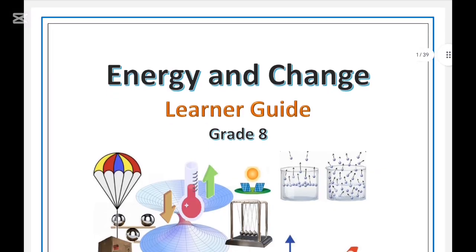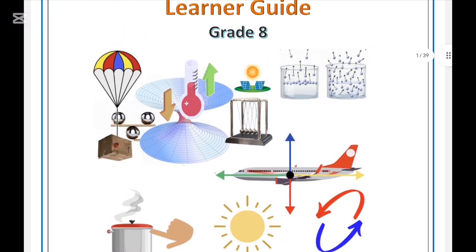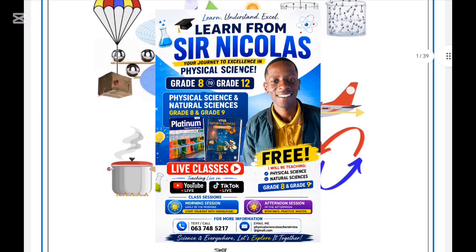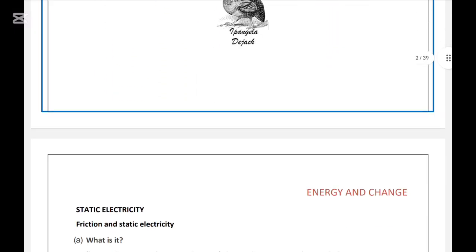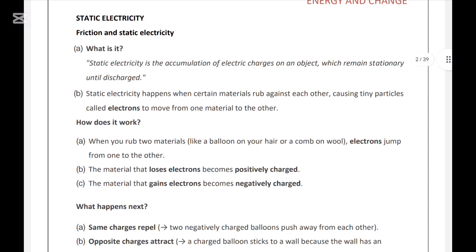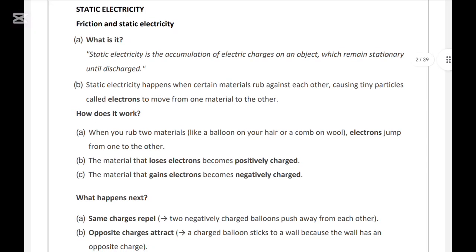Energy and change learner guide, grade 8. As you can see, we're going to learn a lot about electrons, atoms, like charges, unlike charges, etc. So, static electricity: friction and static electricity. What is it? Let's just start.